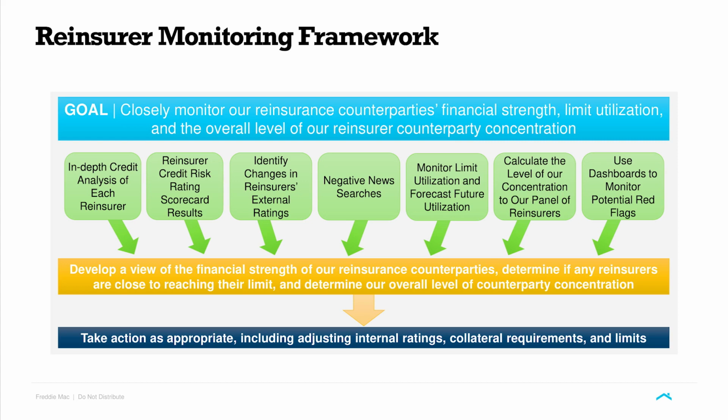We continue to look at negative news searches, make sure that there's nothing out there publicly that we feel could impact our reinsurers. We do set limits for how much we feel comfortable with any particular reinsurer, and we monitor the utilization. Are they utilizing that limit? Are they participating in transactions as we expected? And if it comes too close to the final limit, then we'll communicate that to our other teams. We also use dashboards to monitor for additional red flags, and these are similar to what we did with our seller servicers. These are particular standouts, criteria, attributes of our reinsurers that we look across the portfolio to see how they're performing.